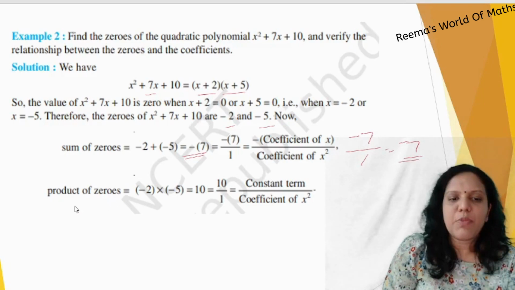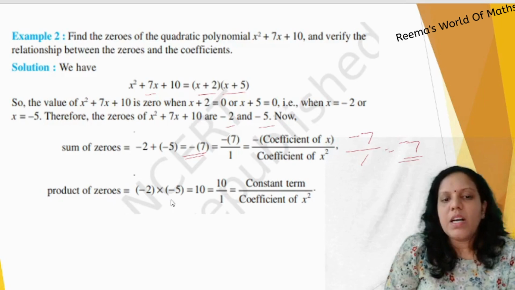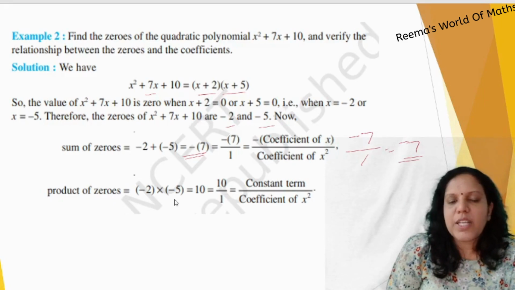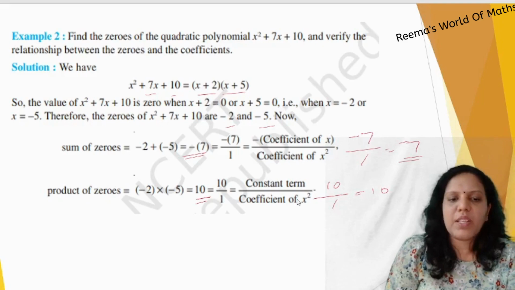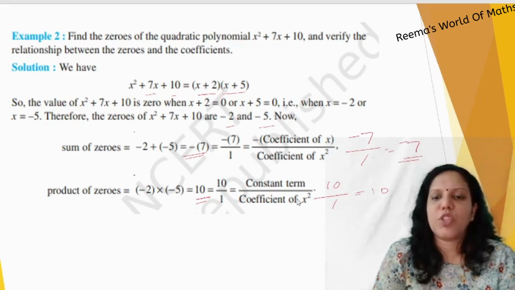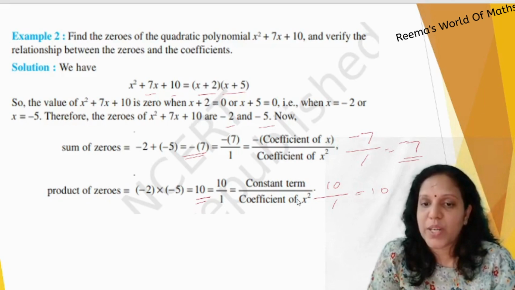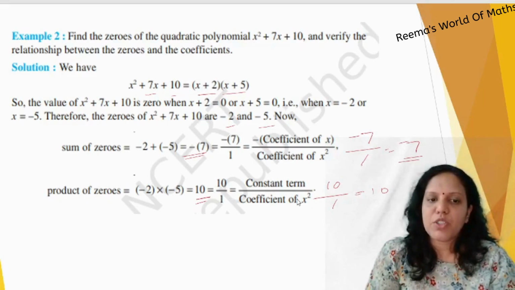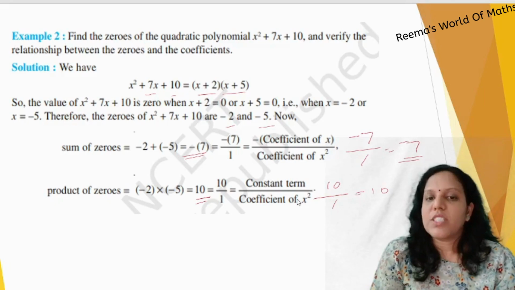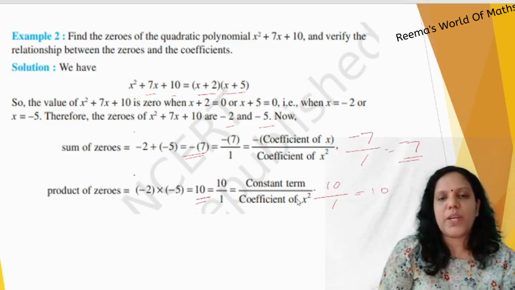The second one is the product of zeros. Let's verify that. The product of zeros, minus 2 into minus 5, is equal to 10, and the constant term here is 10, so the constant term divided by the coefficient of x squared, which is 1, is 10 divided by 1, which is equal to 10. So we have verified that the sum of zeros is equal to minus coefficient of x divided by coefficient of x squared, and the product of zeros is equal to the constant term divided by the coefficient of x squared.